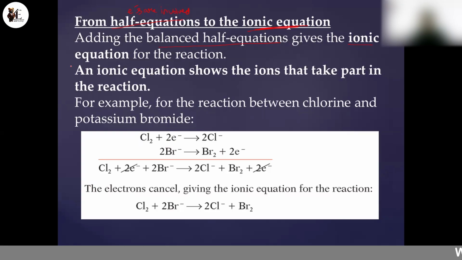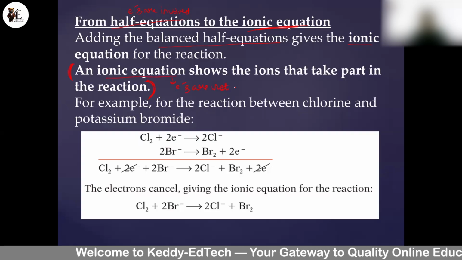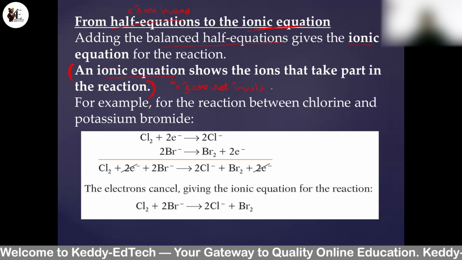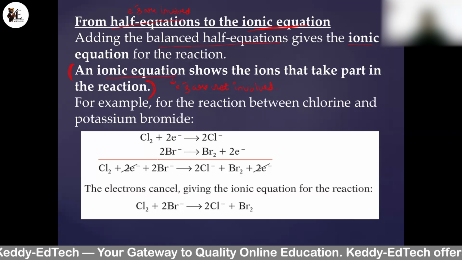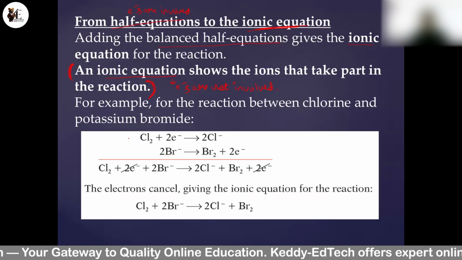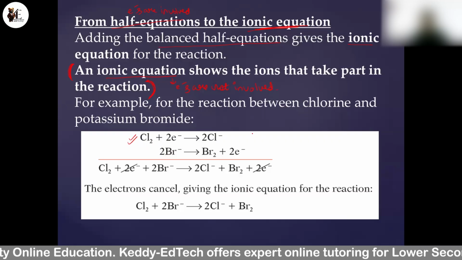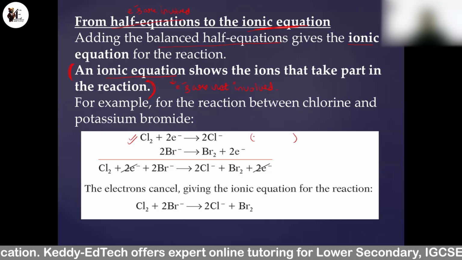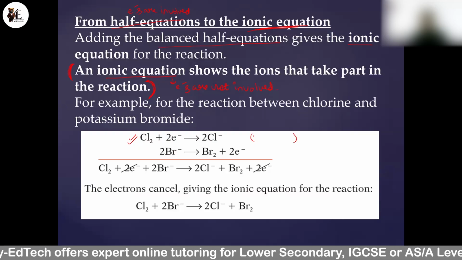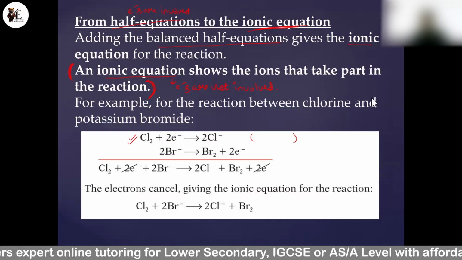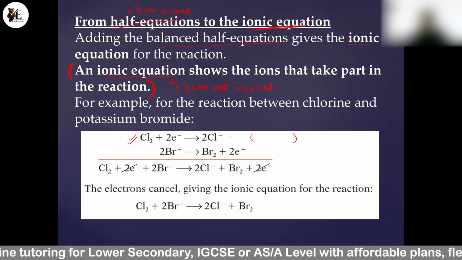What is an ionic equation? An ionic equation shows the ions that take part in the reaction. So in an ionic equation, electrons are not involved because we cancel all the electrons. How? Let us see. For the reaction between chlorine and potassium bromide, this is the half equation for what? Oxidation or reduction? Tell me. First one is the half equation for?